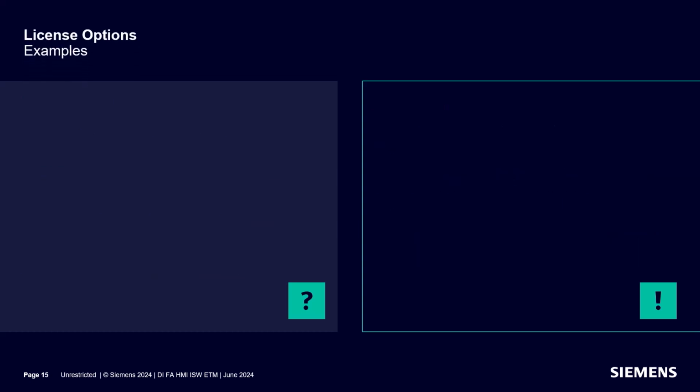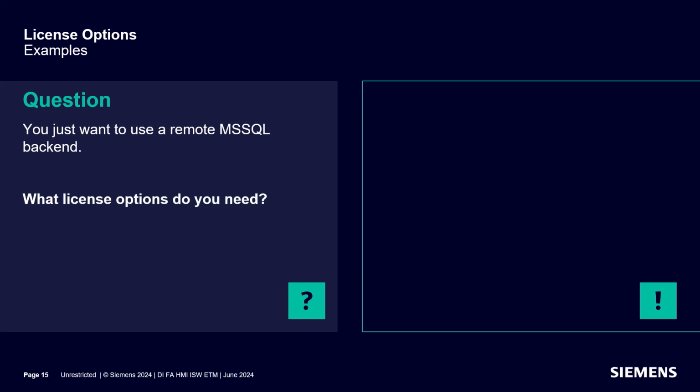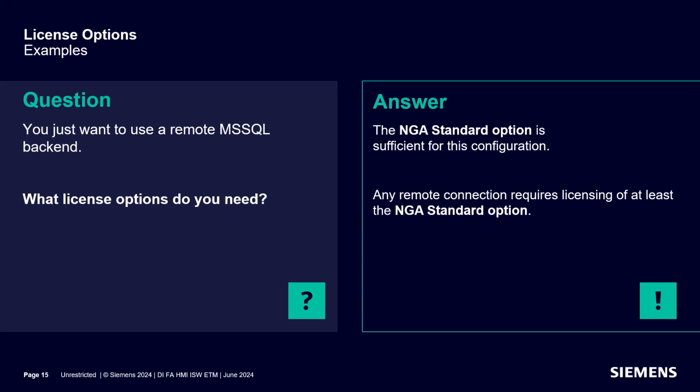Next example. Here is the requirement. You just want to use a remote MS SQL backend. What license options do you need? The answer is the NGA standard option is sufficient. Here is why. If any remote connection is needed, you will need to license at least the NGA standard option. This option provides the necessary support for connecting to a remote MS SQL database without the need for additional backend connection licenses.